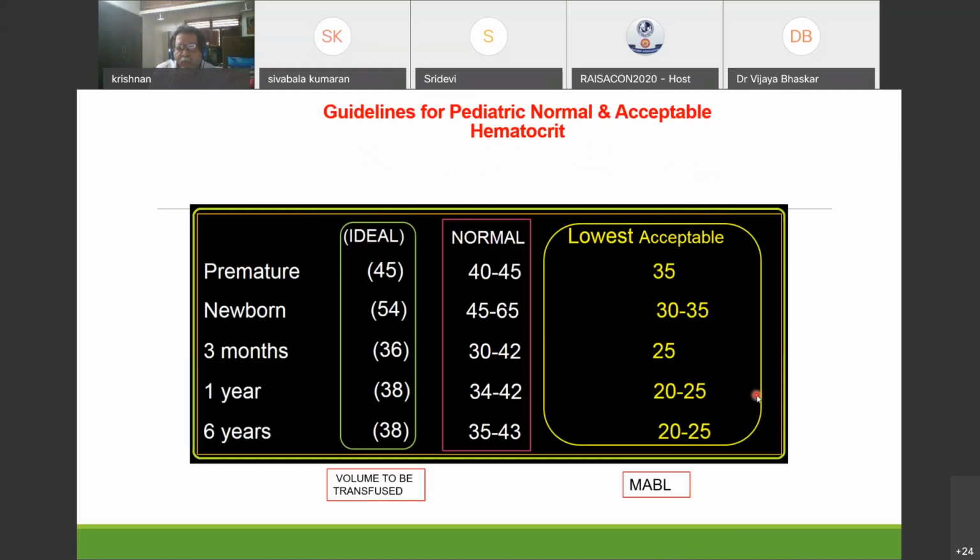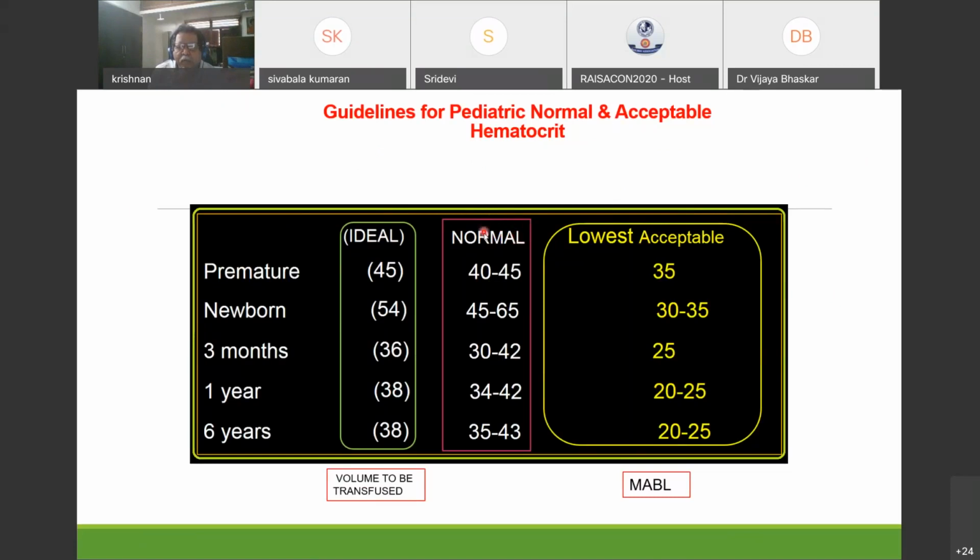This slide is very important. So what you do is, don't try to mug it up, just take a photograph and keep it in your cell phone. Whenever you do a pediatric patient, just refer to it. There is no need to keep it in your memory. You can keep it as a reference.